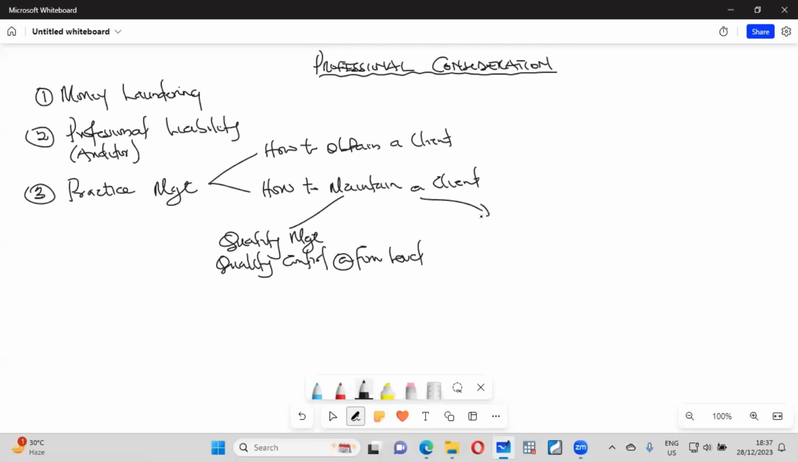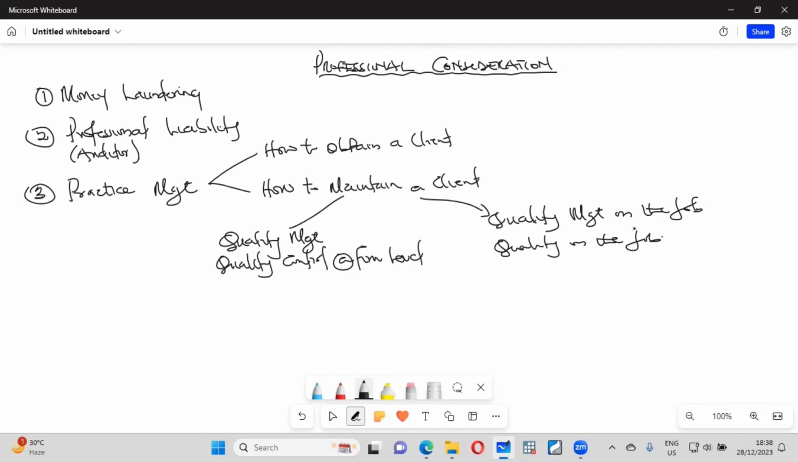Then we will look at quality control or quality management on the job, or what we used to call quality control on the job. So this is what we are going to do today.